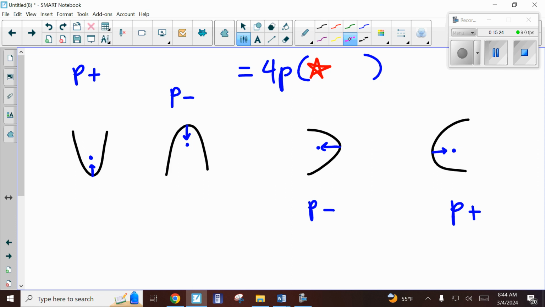Now, depending on the direction of p, your directrix will always be opposite. So if you went up for p, you go down for your directrix. So your directrix goes this way. If you go down for p, your directrix will be on the opposite side, so you go up. If you go left for p, your directrix will be on the right. And if you go right for p, your directrix will be on the left. So that's just a quick summary.